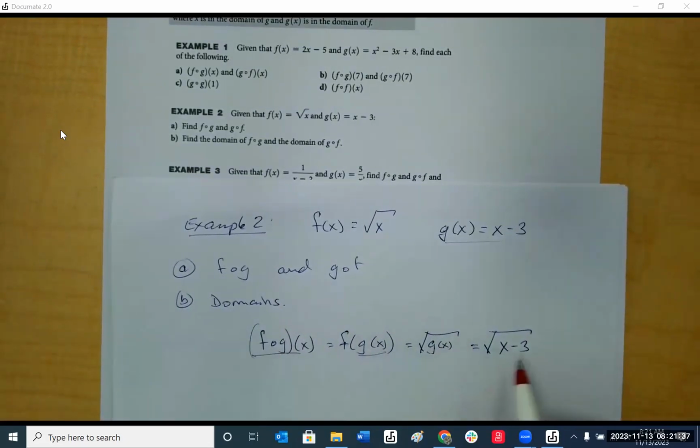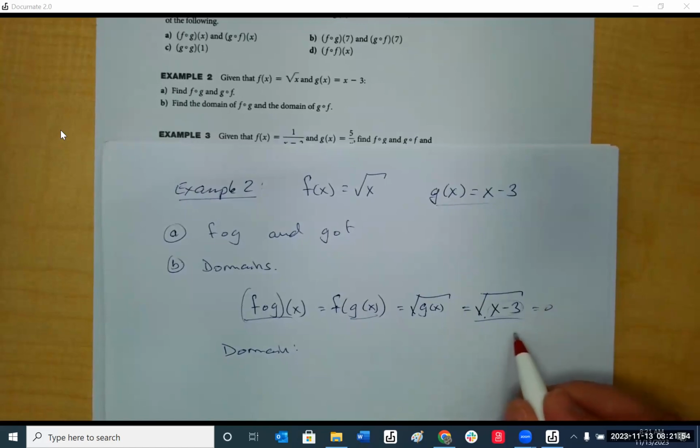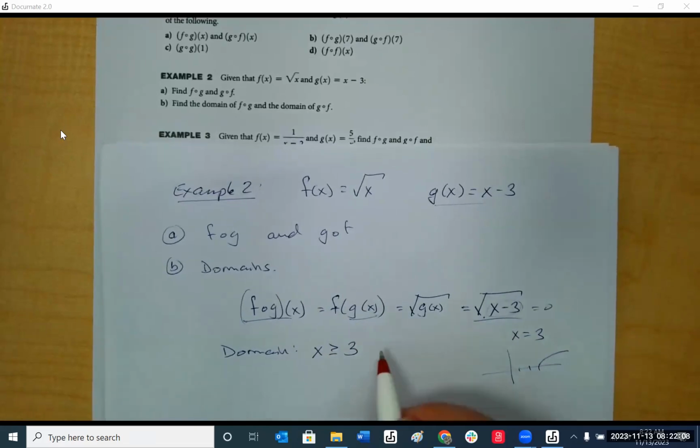So there's the f of g equation. Its domain: remember, in square roots, you cannot have negatives. You can have zero. So the smallest this equation can be is, if we set it equal to 0, it's a horizontal shift 3 to the right. So my domain is 3 to infinity.